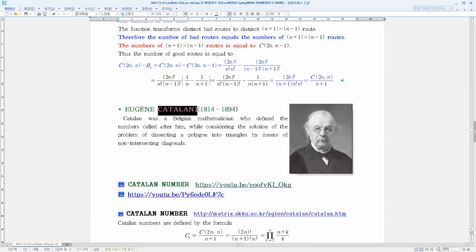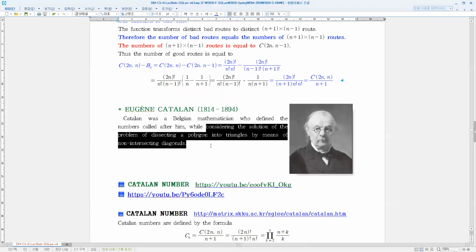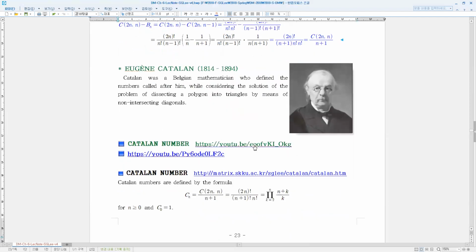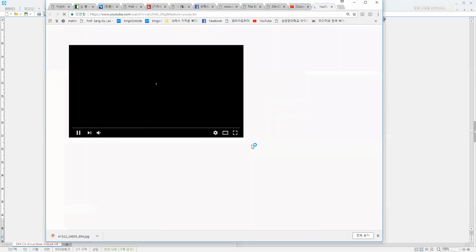Catalan was a Belgian mathematician who defined the number called the Catalan number while considering the solution of the problem of dissecting a polygon into triangles by means of non-intersecting diagonals. You can take a look at those.